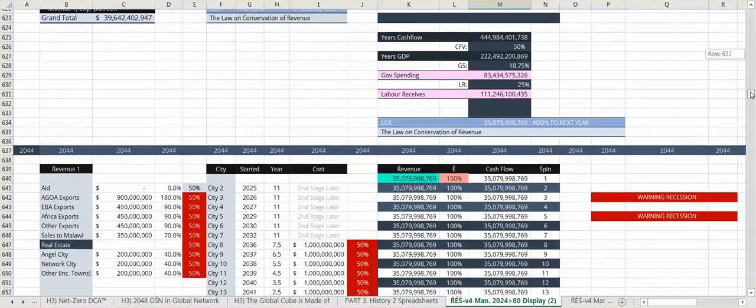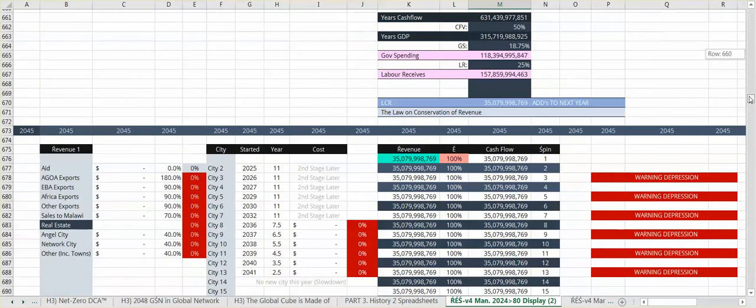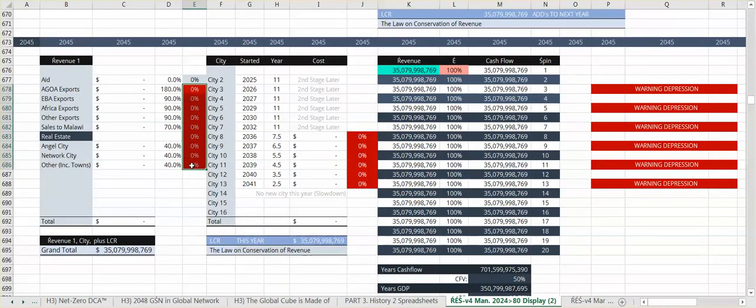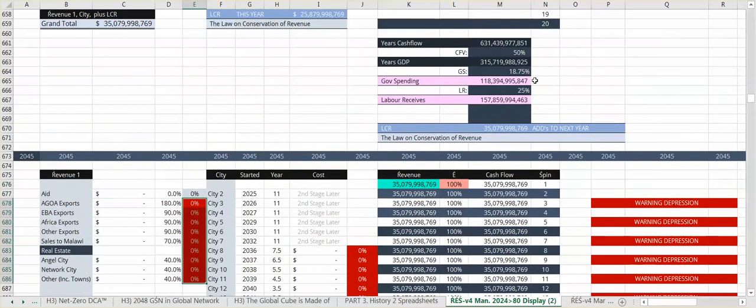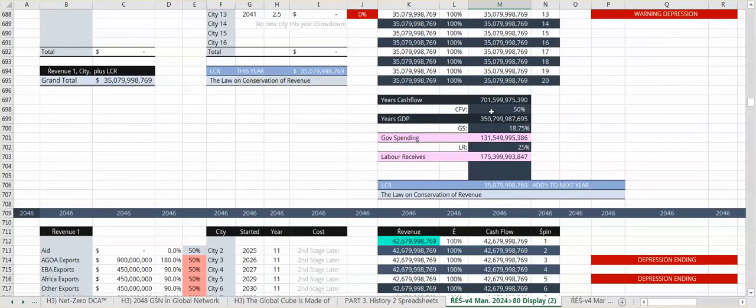I think there's another recession, bigger recession. This is bigger, yeah. You see that here. Economists, pay attention. All input is zero. There's no money coming in at all from any avenue whatsoever. Not a penny. But cash flow the year before, 631. Cash flow when there's no money coming in at all, 701.